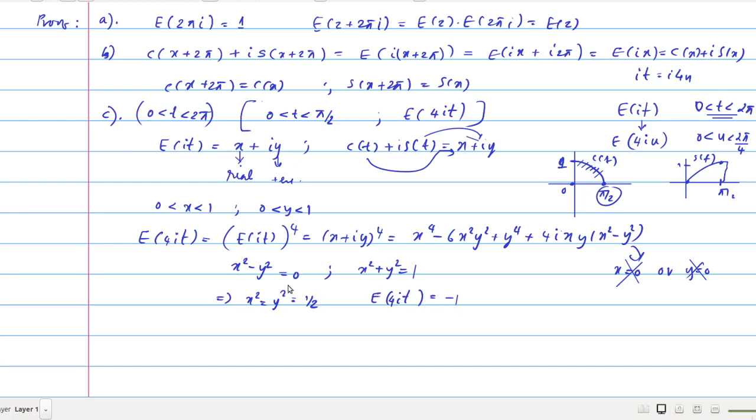Once we substitute x square, y square equal to half in the equation, we get the possible value of E of 480. That means the only possible real value assumed by this E of 480 is minus 1. Okay, that means this E of 480 is never 1 for 0 less than t less than pi by 2. So we can conclude that E of it never attains 1 in this interval.